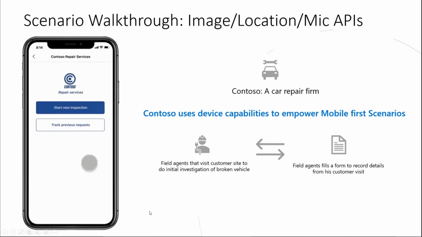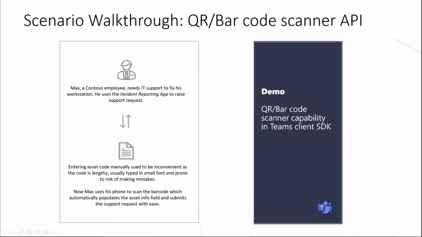Yep. So that was a short demo of a simple app we built that leverages three of our capabilities around image, location, and audio or mic. The last demo that we have, at least for this area, is around a QR barcode scanner capability, which just went live last month. This again has a voiceover, so I'll mute myself. June, you can play the demo.